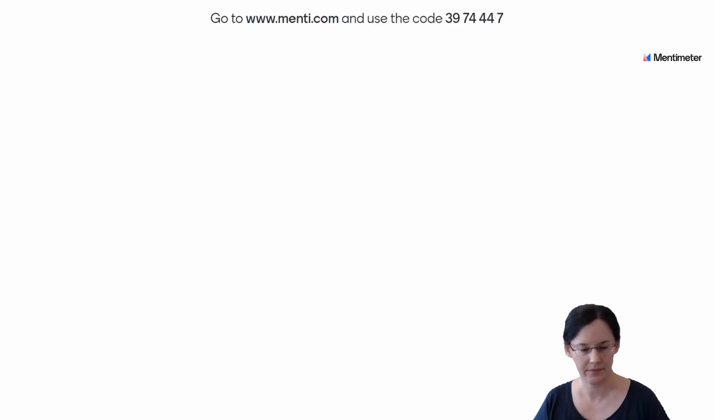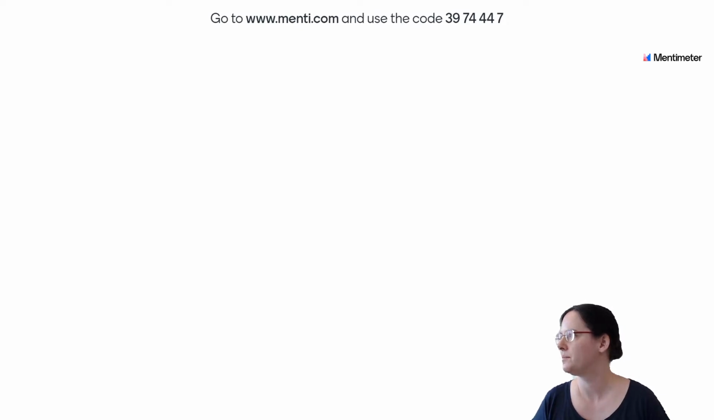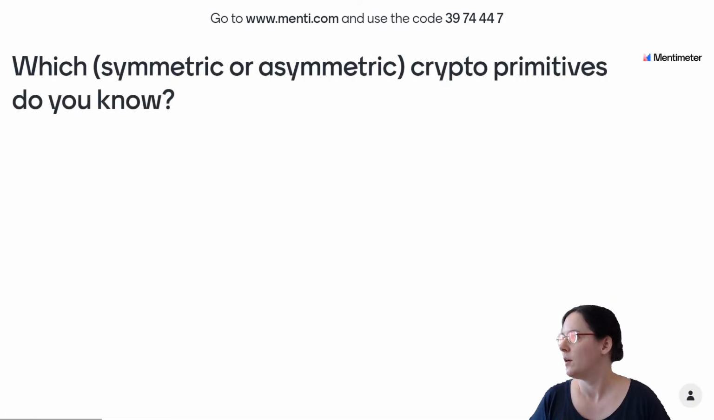which I can bring on screen right now. So you should now be seeing a relatively blank slide with a link on top. So it's menti.com. You need to enter some code there. And once you do, you will actually be able to enter some keywords. So let's see if any of you already know some primitives.